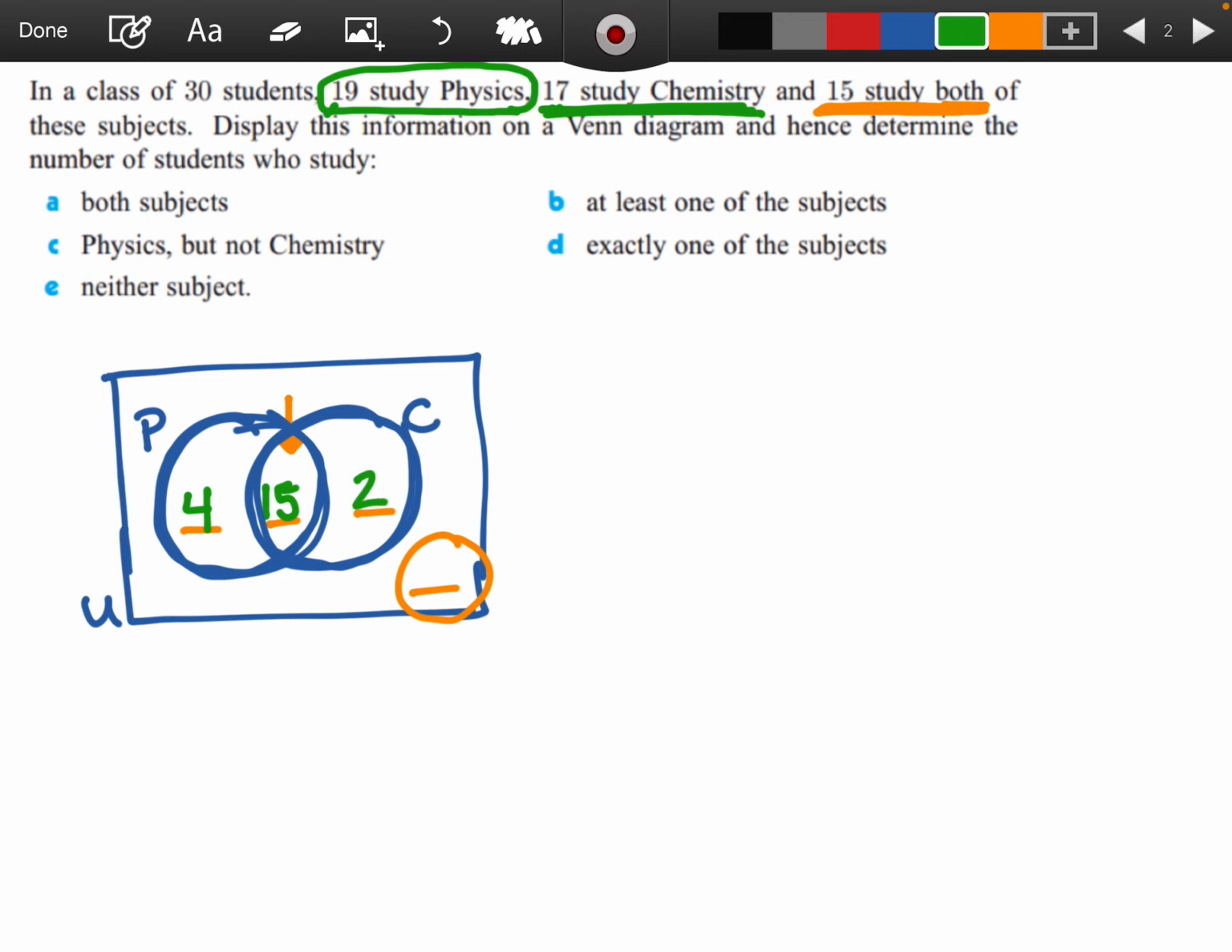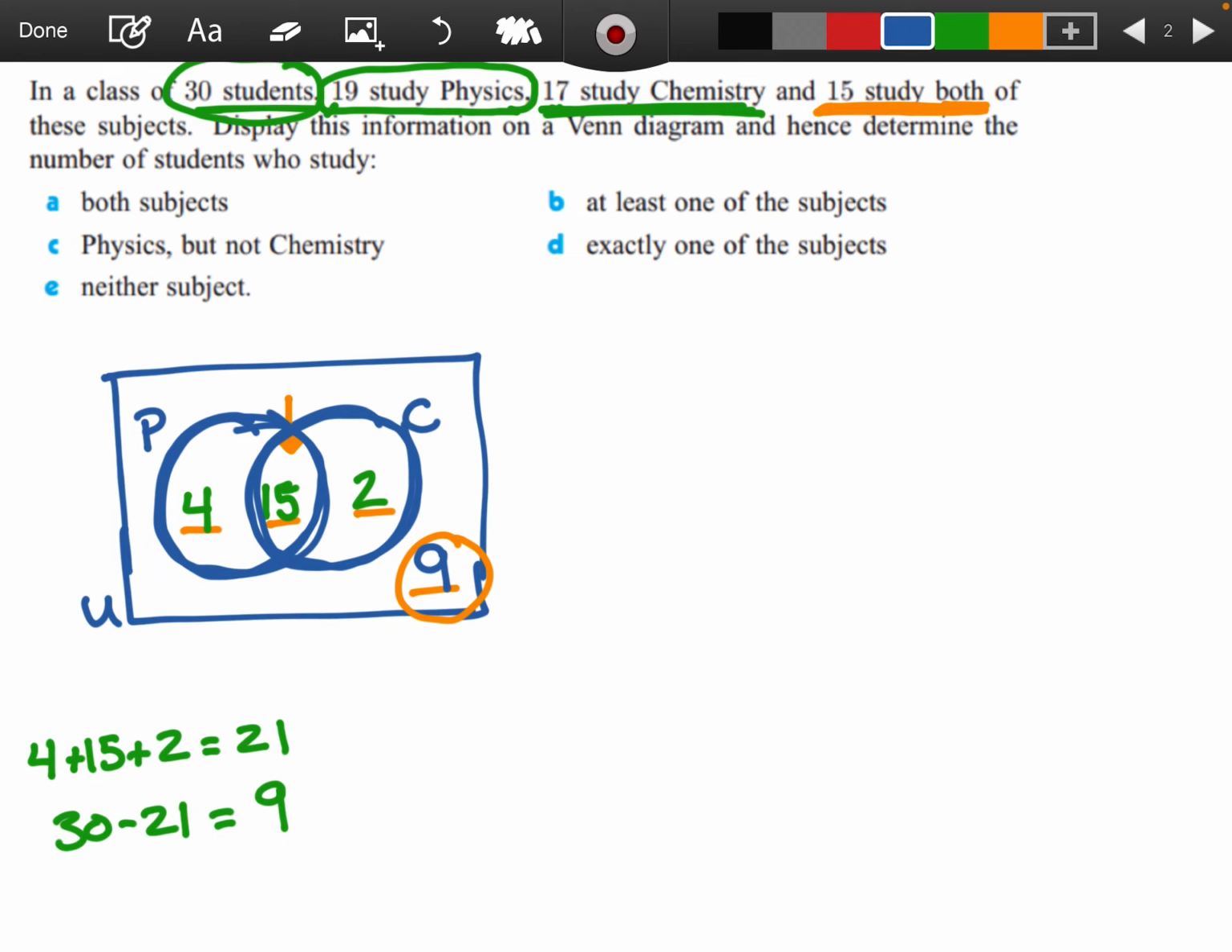So then the last number I have to fill in this case is my outside number. How many students don't study either of these subjects? We have 30 students altogether. We have already accounted for 4 plus 15 plus 2. So we have accounted for 21 students. That means 30 minus 21, who are already accounted for. There are 9 students remaining. So those 9 students go on the outside. They don't study either physics or chemistry.